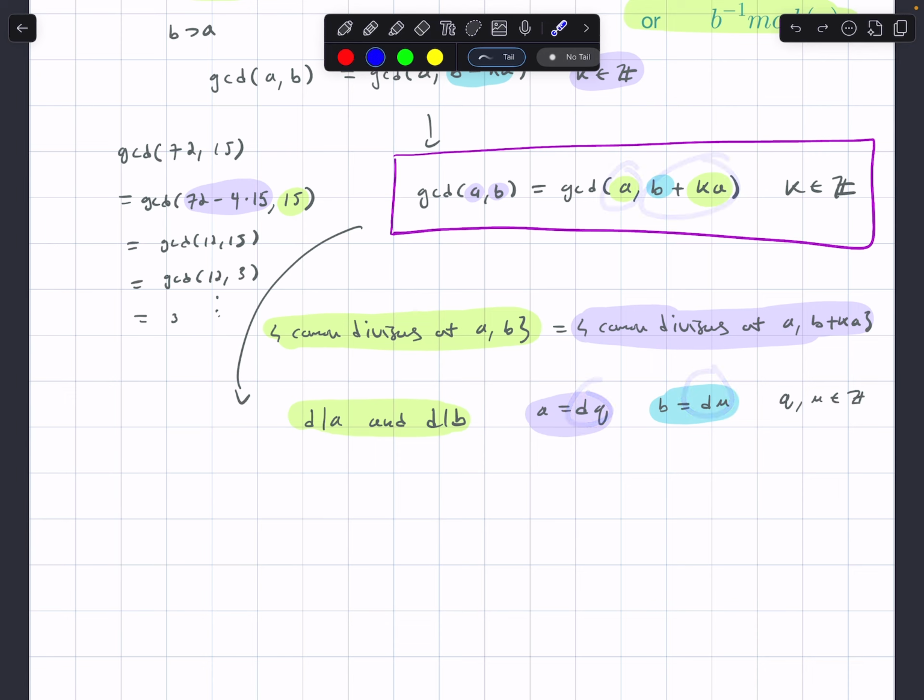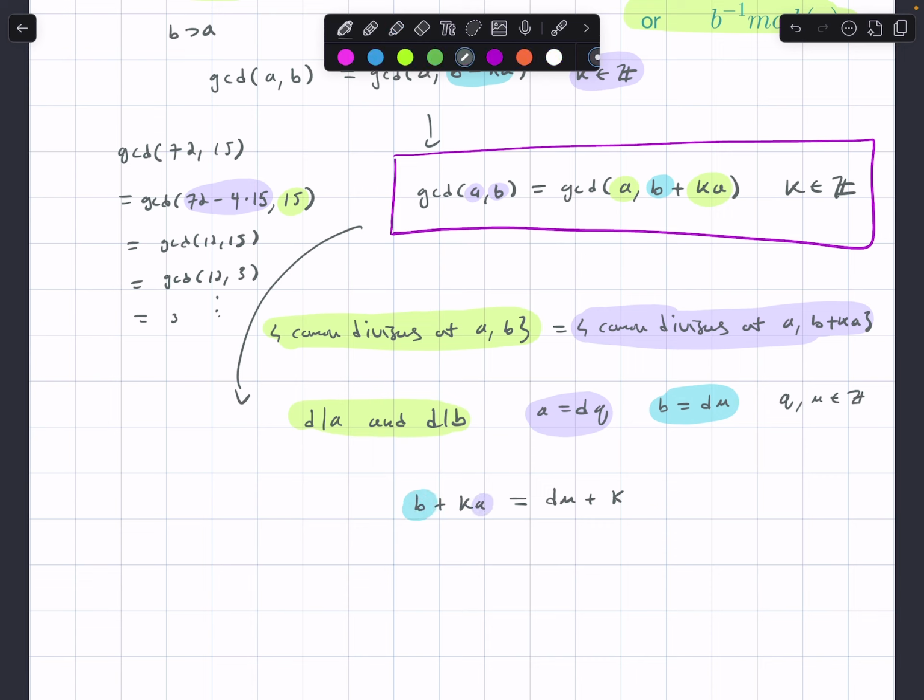Well, if d divides a, then d divides a. That's just given. We get that for free. But what about b plus k times a? We want to show that d divides this thing. But b is d times m. So this is d times m plus k times, and that's the b.